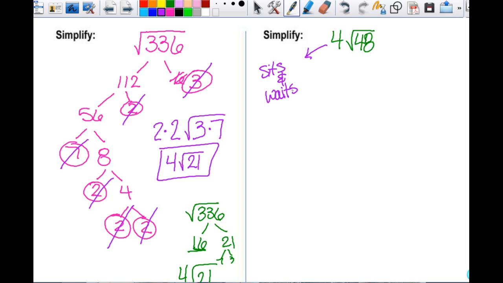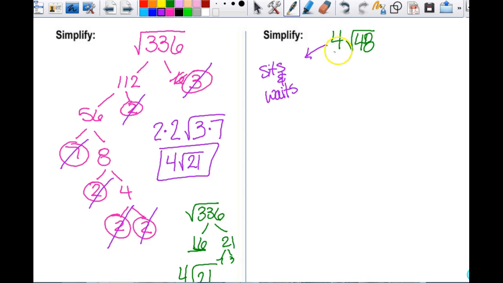Is there a perfect square that divides into 48? Or are you not sure? Okay, eventually you start to recognize some of that stuff. If you're not sure, that's fine. What 2 numbers multiply to give me 48? 6 and 8. Does 4 and 12 work also? Yes, and 16 and 3. Okay, so there's nothing wrong with any of those that you said. I'm going to use 4 and 12 just for a reason here.